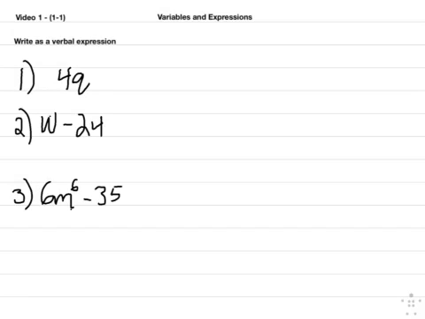So number 1, 4q. Well, when we see 4q, we have to remember that's actually 4 times q, right? There's an implied multiplication there. 4 times q. So how do we write that in words? Well, we just did, right? 4 times q.